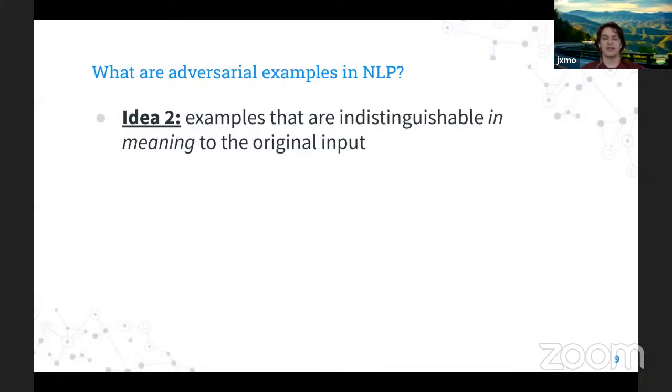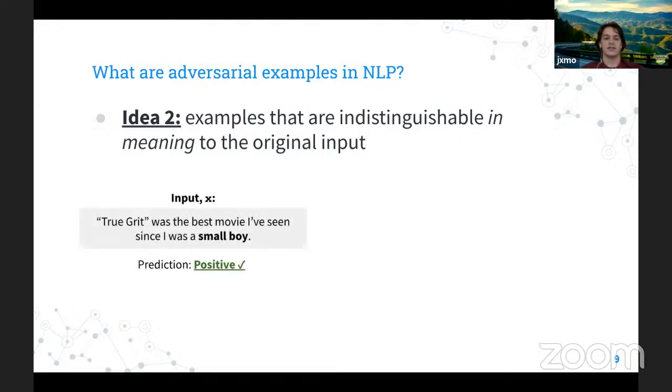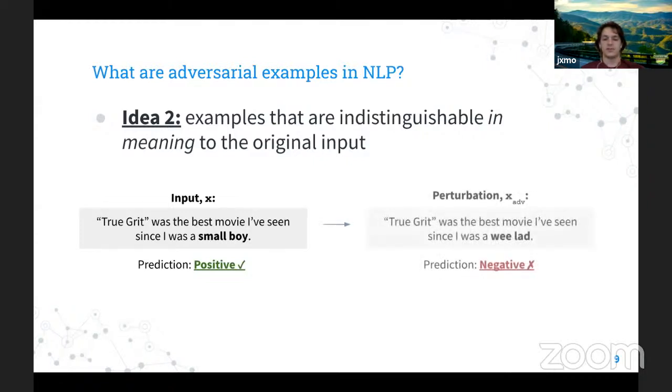So here's the second one, which I think is more recently common in the research, is that instead of trying to make character level changes that are indistinguishable, maybe if you're reading fast, to the human eye, make a sequence that's indistinguishable in meaning to the original input. So if we take the same sentence, "True Grit was the best movie I've seen since I was a small boy", originally correctly predicted positive, we can swap out words for their synonyms. So this one says, "True Grit was the best movie I've seen since I was a wee lad." You can see that small was swapped for a synonym wee, and boy was swapped for a synonym lad. If English isn't your first language, these are just sort of relatively obscure terms that mean the same thing.